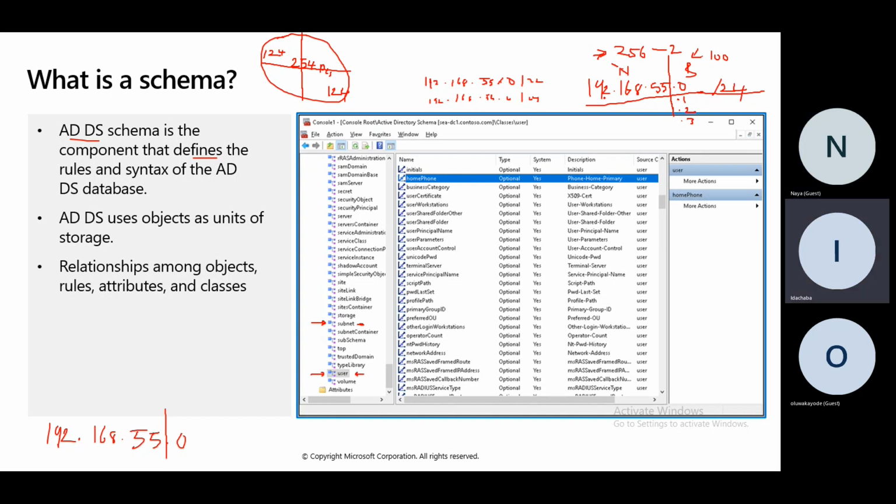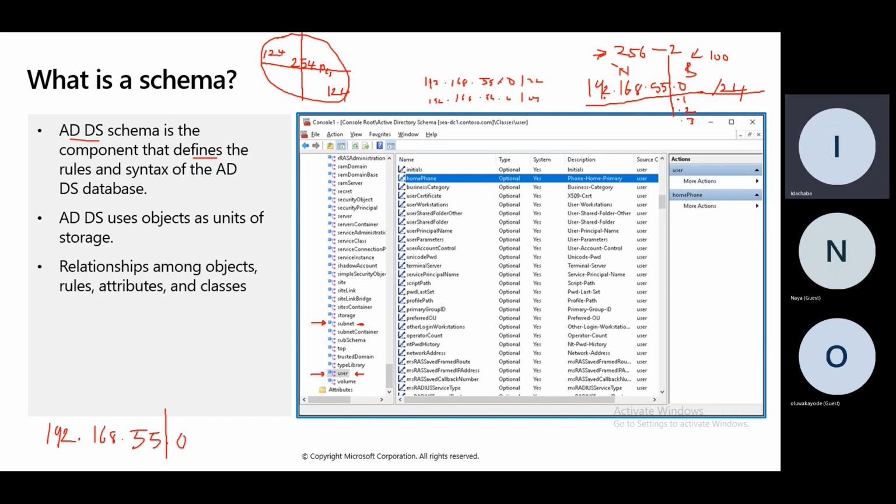So what is the maximum number your class C can take? Hello, sir. Why are you breaking now? Can you just stay on this call? Yeah, I'm staying. Hello? So what's the maximum number your class C can take?